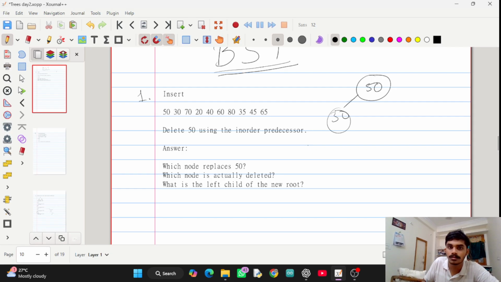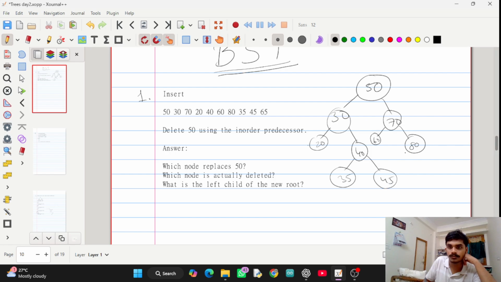50, then 30, then 70, 20, 40. Here it will come 60, 80, greater than 30, less than 40, 35, 45, and 65. Okay, now that we have constructed the tree, we have to delete the 50, which is the root node, using in-order predecessor.